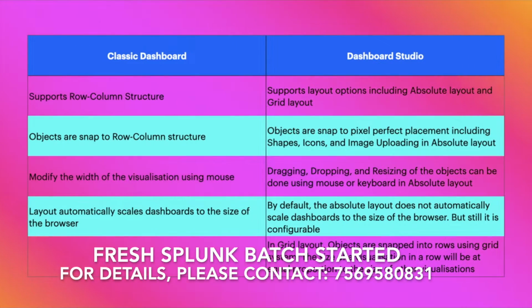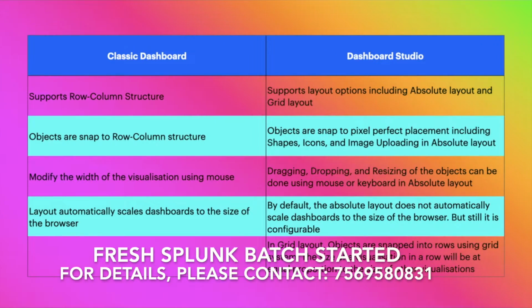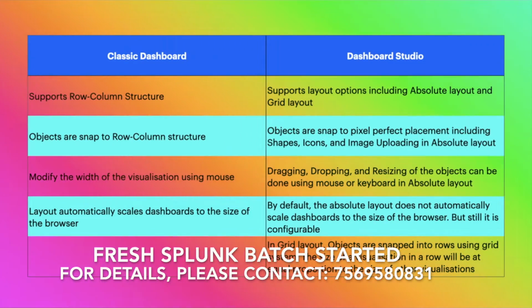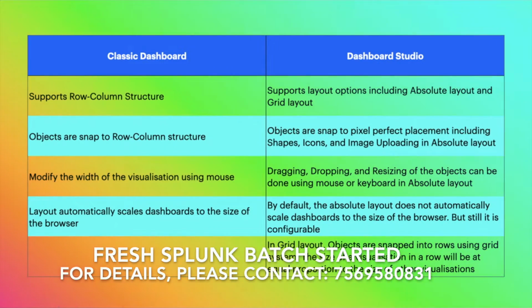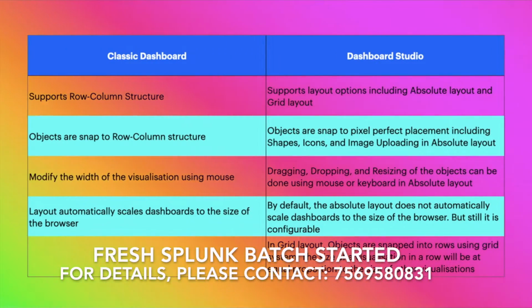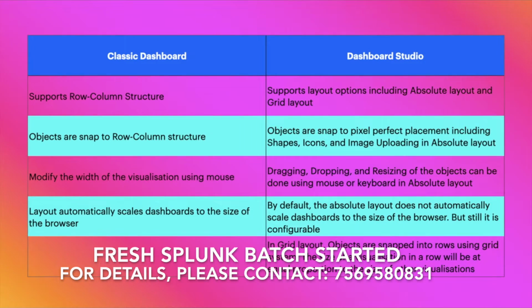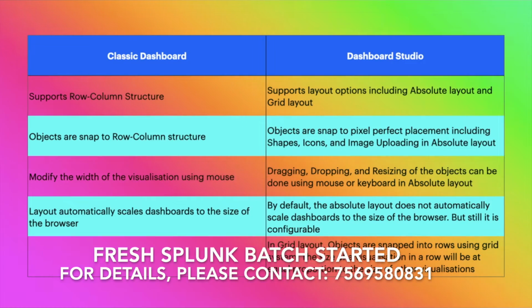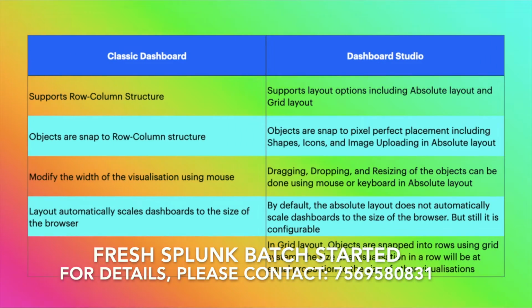So this feature is very useful. The earlier feature, whatever the classic dashboard is providing, was very useful, and it is a beautiful feature, we can say, right? And whatever the things that we have discussed regarding the Dashboard Studio right now are related to the absolute layout only. Okay, so now if you consider the grid layout, objects are snapped into rows using a grid system. So objects are fit into the grid layout by using a grid system.